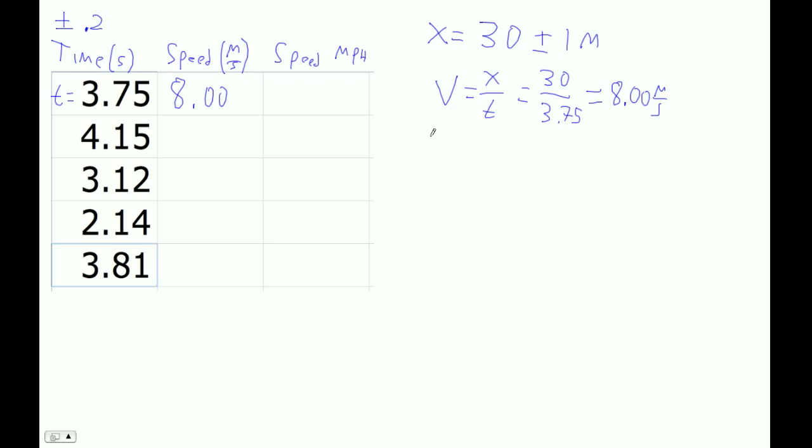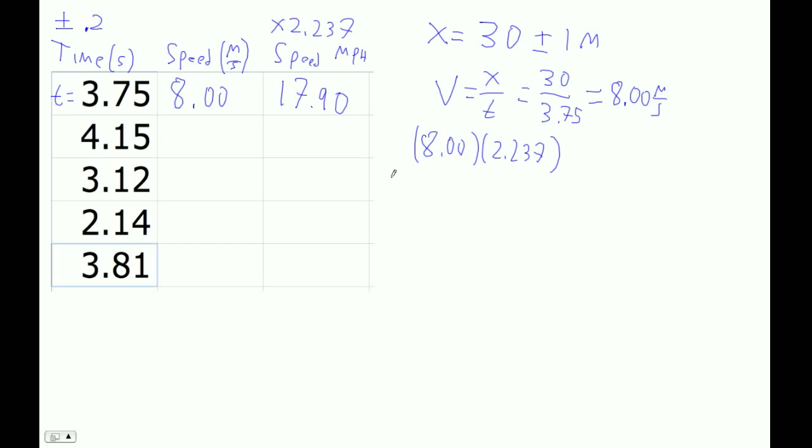Now I want to get miles per hour. So what I'm going to do is use a conversion factor. Meters per second times 2.237, so 8.00 times 2.237. That's the conversion factor, and we'll get the miles per hour. So times 2.237. It was only 8 meters per second, but they were going 17.896. So I guess I'll say 17.90. Did I do that right? I did. All right, so now we're done with one of them.